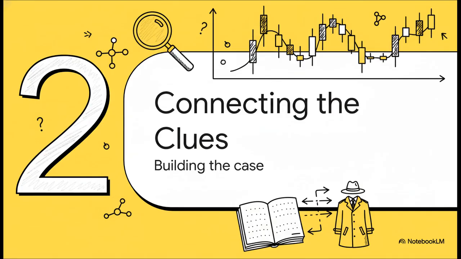But here's the thing. One clue is never enough to act on. A professional analysis is a lot like a detective building a case. You need multiple, independent pieces of evidence that all point to the very same conclusion. So now, the hunt for that extra evidence begins.